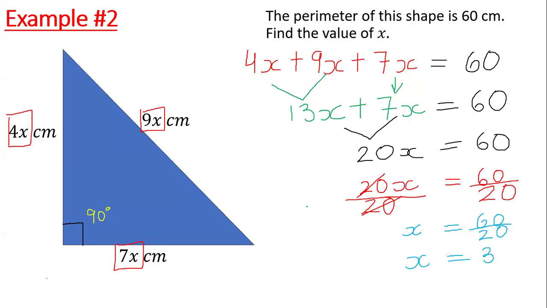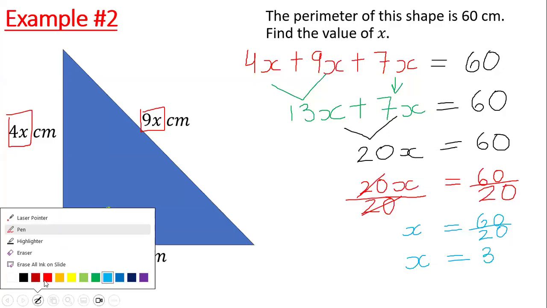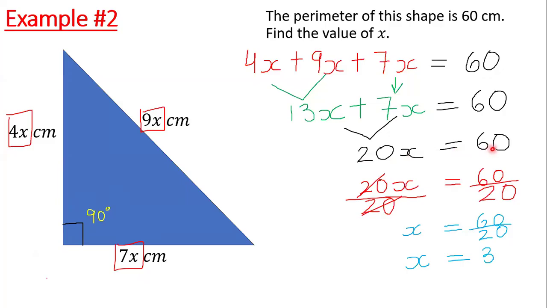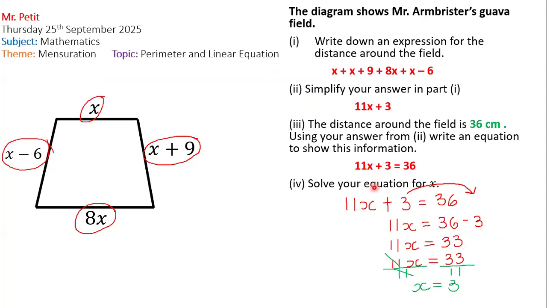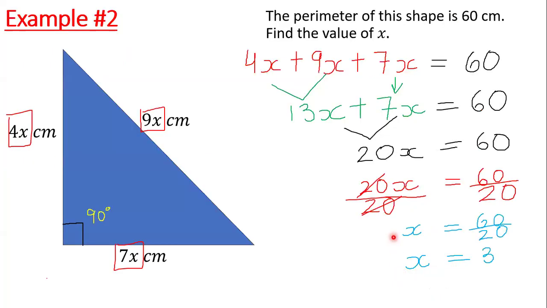How did you get 20 over 20? Very good. What we did here is that we realized that we have 20x is equal to 60. Whatever number is in front of the x, we divide by that number. Like if 11 was in front of x, we divide by 11, to get 11 divided by 11. So 20 divided by 20, they cancel out, that gives us x here, which is equal to 60 divided by 20. That's why we have 20 divided by 20. That makes sense?